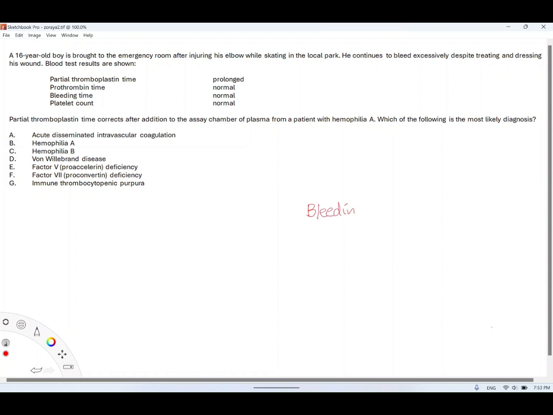When I think of bleeding disorders, this is just me, I split them into two categories. Category 1, Category 2. Category 1, I consider small bleeds. Small bleeds are always caused by platelet deficiency or platelet dysfunction. Platelets, so it's easier for me.